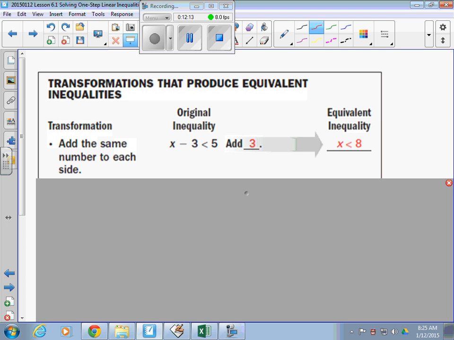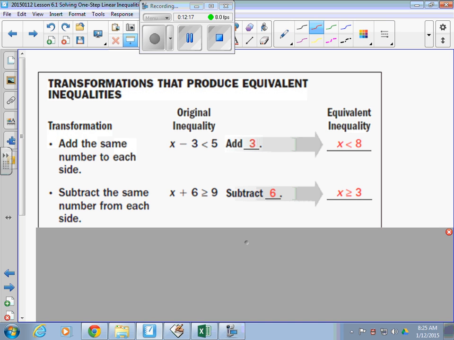Those are equivalent inequalities. The next one is subtracting the same number from each side. Again, just like as if that had said x plus 6 equals 9, this time it says x plus 6 is greater than or equal to 9. You undo the plus 6 by subtracting 6 on each side. You get x is greater than or equal to 3. Now, what people do a lot is they confuse which one is this and which one is this.